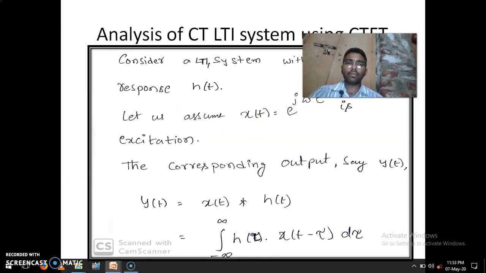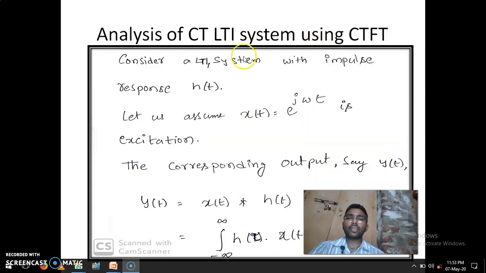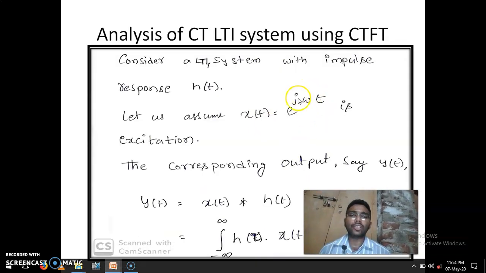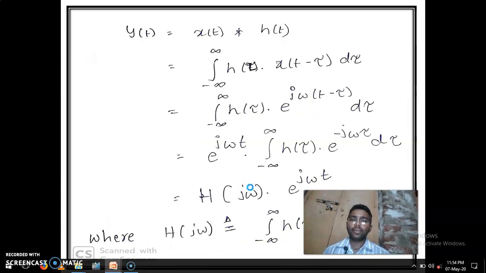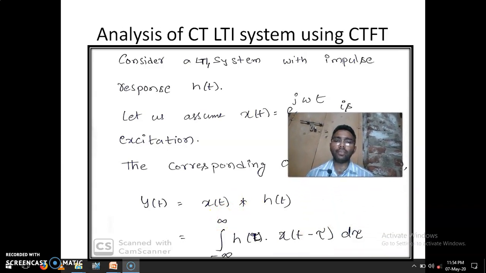Now let us move on to the topic of this session, which is analysis of continuous time LTI systems using CTFT. So let us consider an LTI system whose impulse response is given by h of t. Now let us apply a signal x of t equal to e power j omega t, that is, a complex exponential signal, as an excitation to this system. The output is obtained by the convolution of the input with the impulse response of the system, which is given by the integral from minus infinity to infinity of h of tau into x of t minus tau d tau.